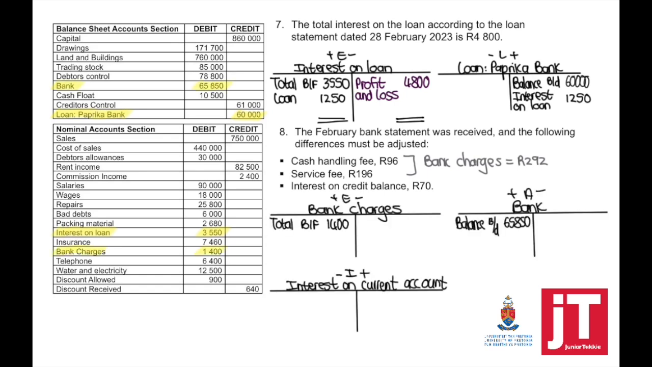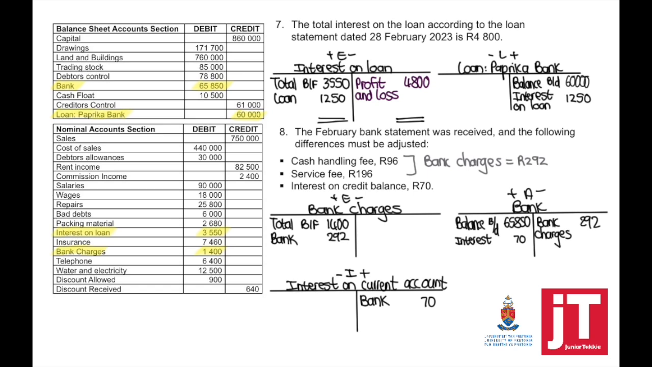So to first show the bank charges is an expense. Total brought forward from the pre-adjustment will appear on the debit side. We need to add bank charges of 292 to that. Bank is going to be credited. Interest on current account is an income which will be credited.